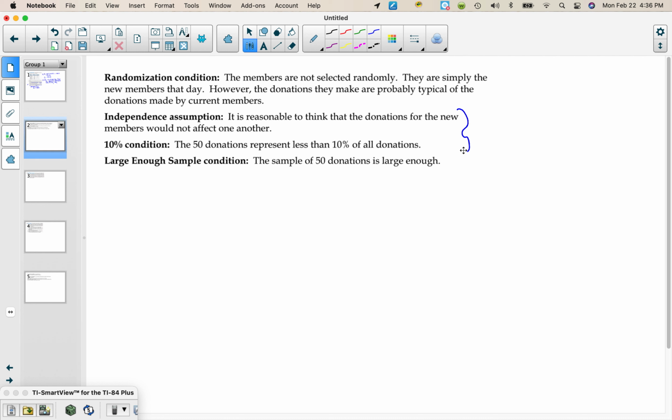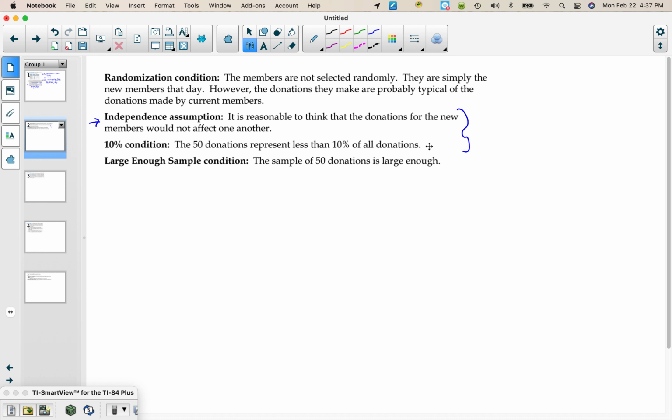Then this idea of the independence assumption. Now remember what I told you in class, these two things kind of go together. We are not sampling with replacement. Although they make this statement that the donations of new members are not going to affect one another, like what one person chooses is not going to really affect what another person chooses, if you left this part out, that's okay. Just don't leave out the next part, the 10% condition. The 50 donations represent less than 10% of all donations.